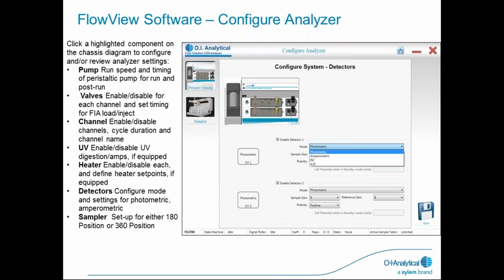Detectors, you can configure the mode for photometric or amperometric. And then also for the sampler, you can set that up with a 180 position or 360 position. You can also set the depth of the needle going into the vial as well.